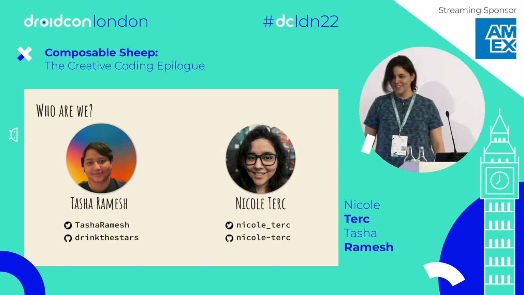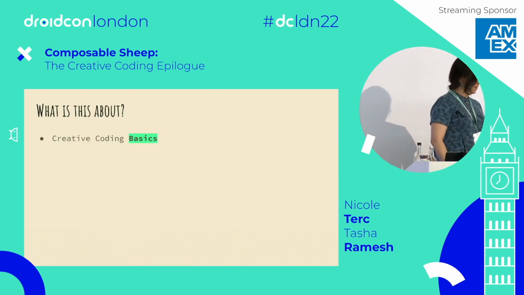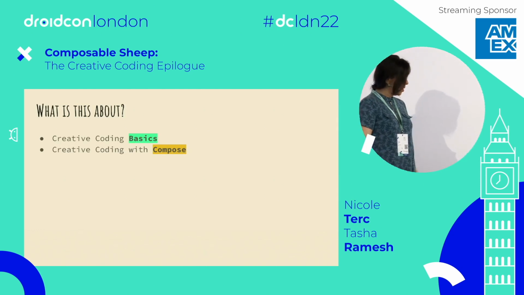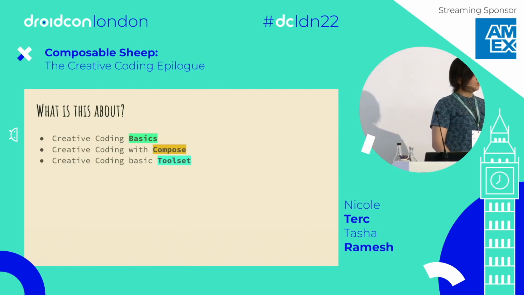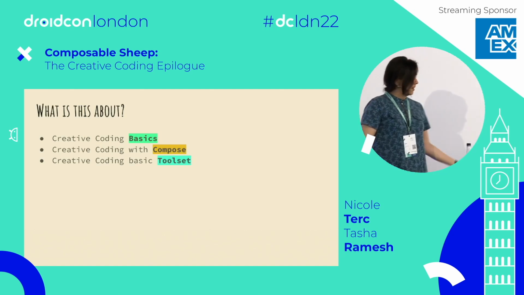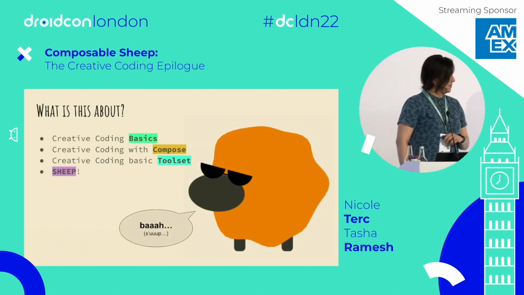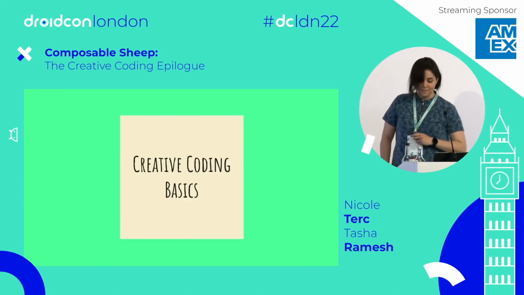Anyway, with that out of the way, what is this going to be about? We're going to be covering 4 main things. The first one is, of course, we're going to go over some basics of creative coding. Then, we're going to talk about how to do this creative coding in Compose. Afterwards, we're going to work on some basic toolset that we're going to be using in most of our examples. And lastly, and most importantly, we're talking about chip. Of course. Trippy one at that. So keep it with us. But without any loose time, let's start with some basics.